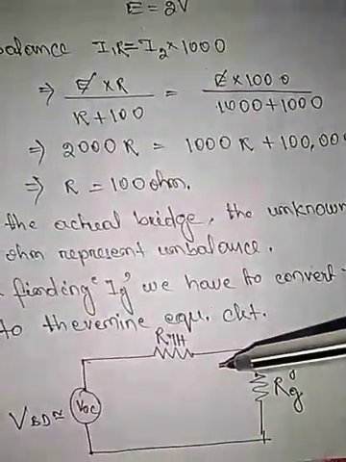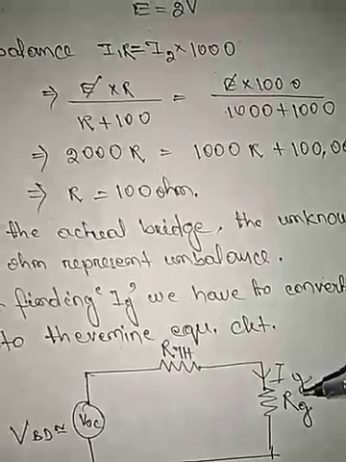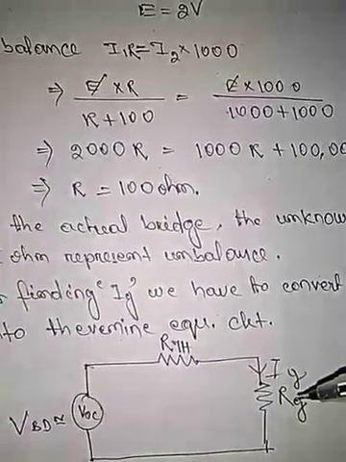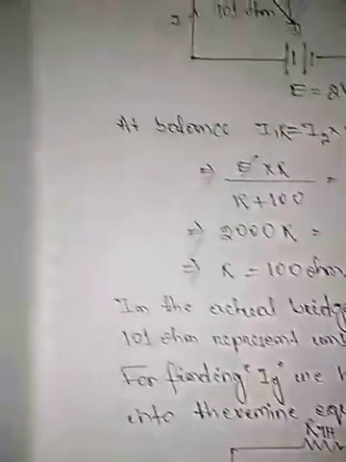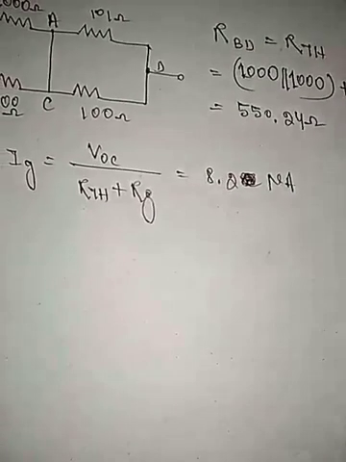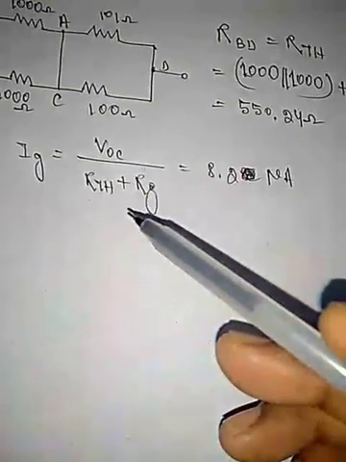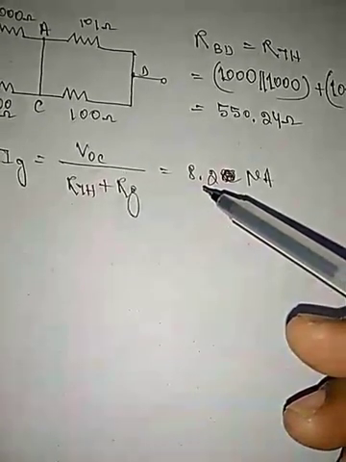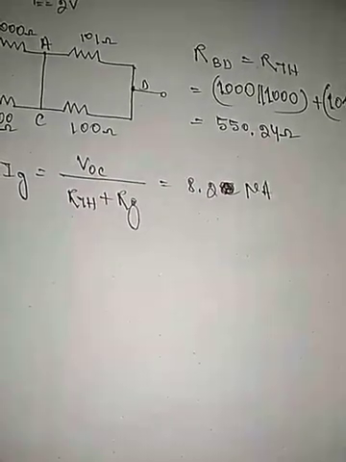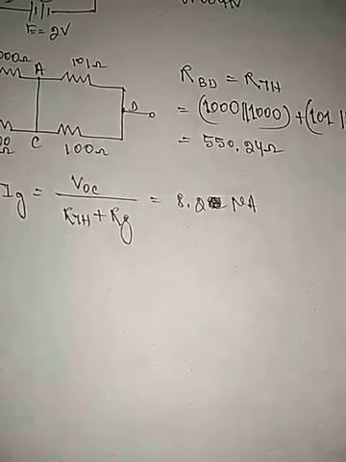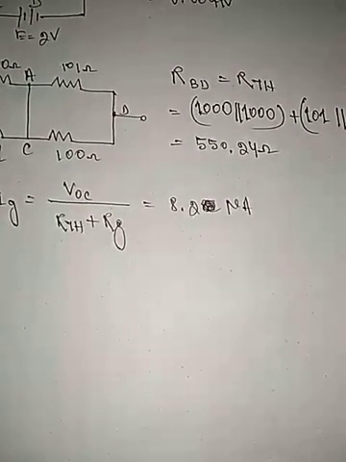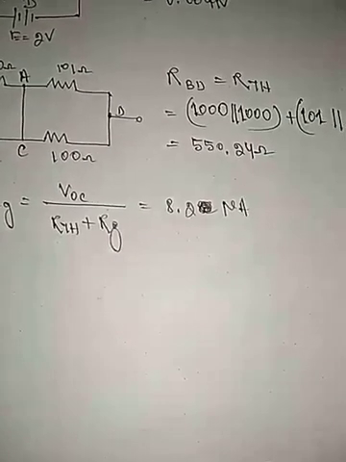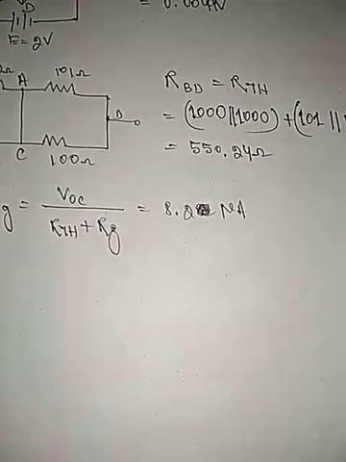Finally, I put this VOC and RTH value in the Thevenin equivalent circuit and find IG. IG is equal to VOC by RTH plus RG, and by putting in the values I get 8.2 microampere. In this way you can calculate any unknown resistance, and also if the question asks for the current flowing through the galvanometer for any type of Wheatstone bridge, you can calculate it.